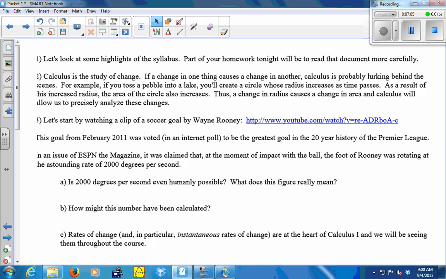Okay, so let's take a look at some highlights of the syllabus, which I handed out already. So again, my name's Caitlin. My office is just down the hall here, so if you ever need to stop in, feel free. It's North 419, or call or email me. Okay, the textbook is Calculus Single Variable 6th edition by Hughes Hallett.